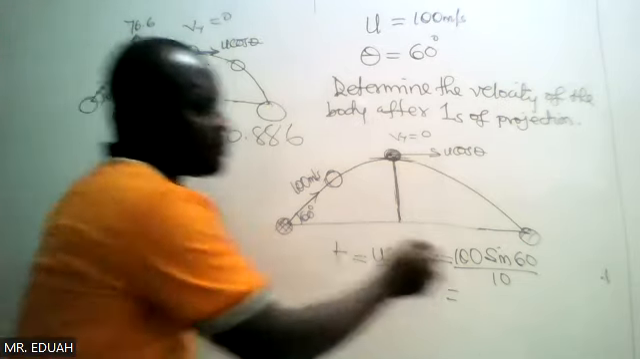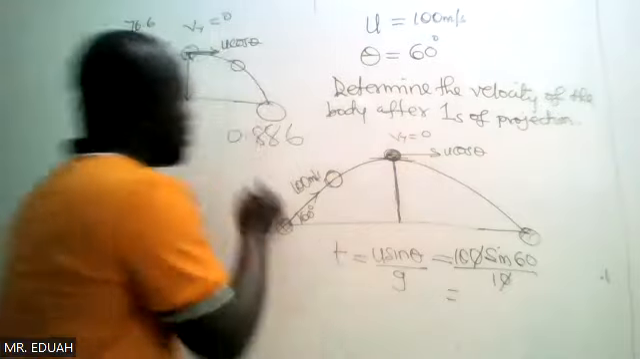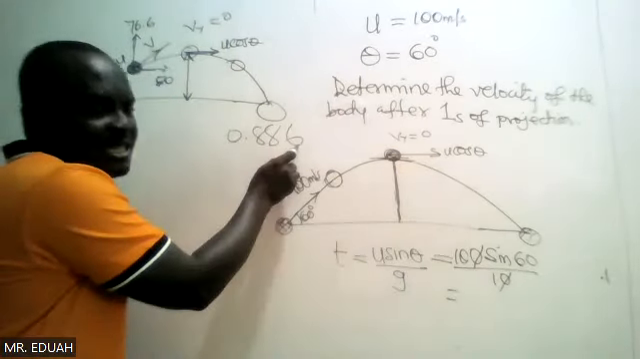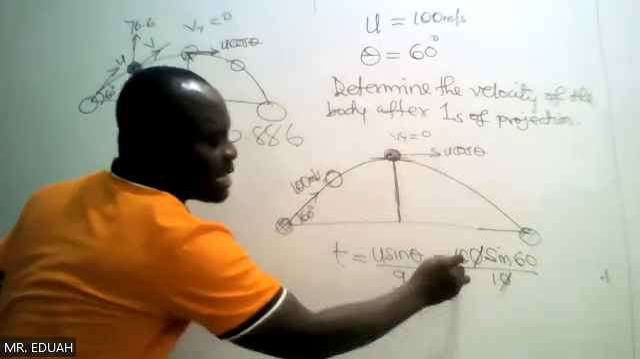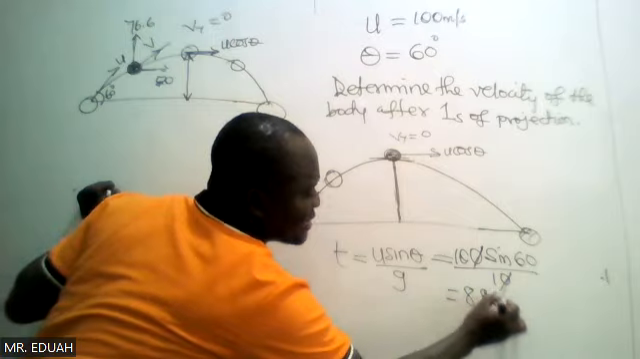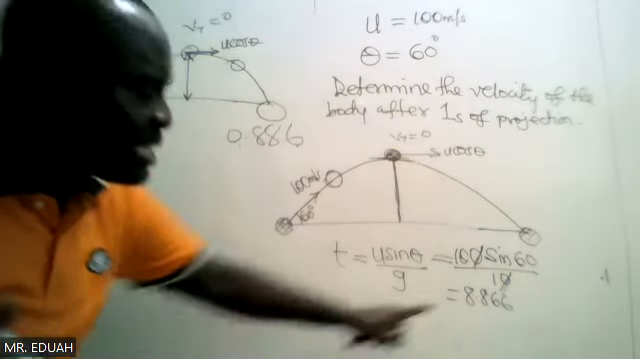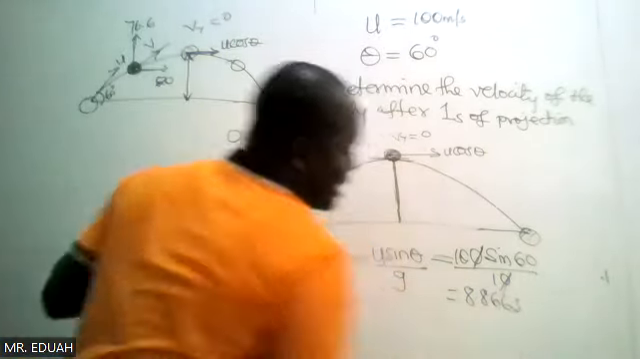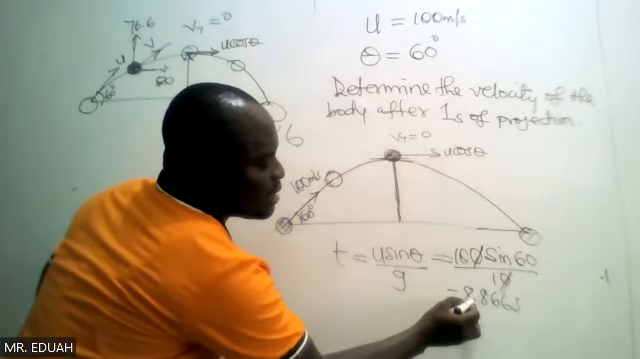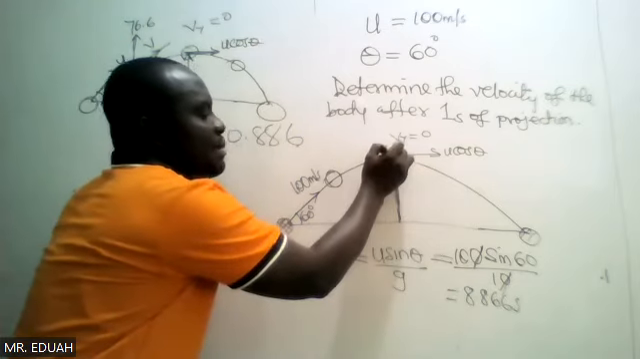Okay, this is what you have. Since sine 60 is 0.866, this will cancel it times 10. So the answer will be 8.866. And what this means is that it will take the particle 8.866 to get to the maximum height.